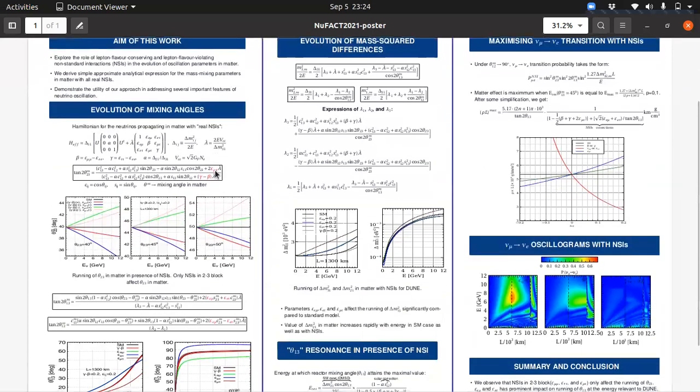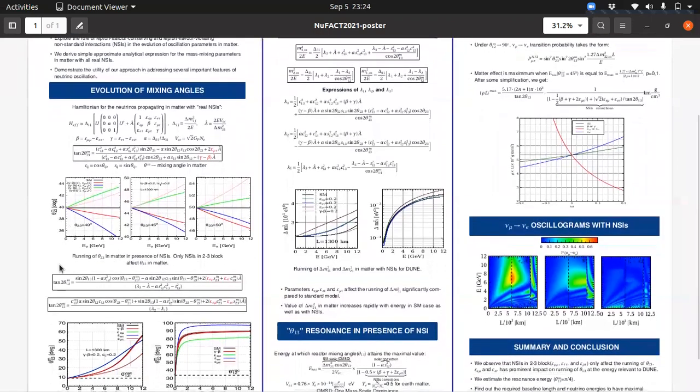To do this, we diagonalize the effective neutrino propagation Hamiltonian in matter in the presence of all possible neutral current non-standard interactions given by this matrix. We use a method of successive rotation to diagonalize this Hamiltonian, and while doing this, we derive the expressions of three modified mixing angles, theta 2 3m, theta 1 3m, and theta 1 2m, given by these three expressions.